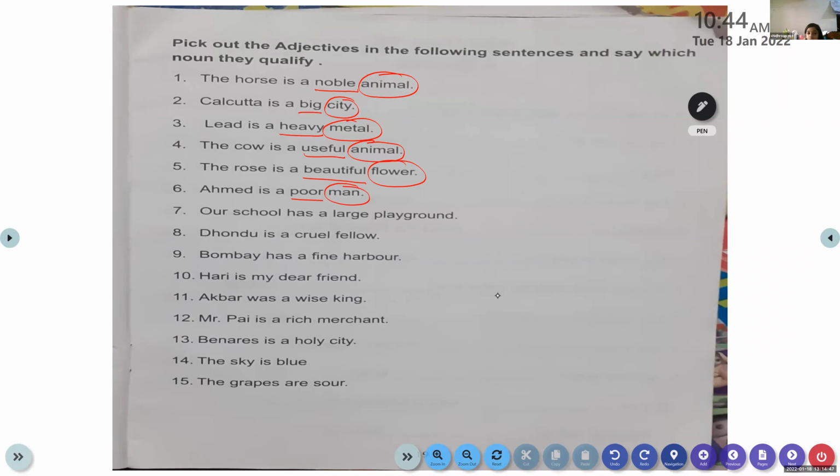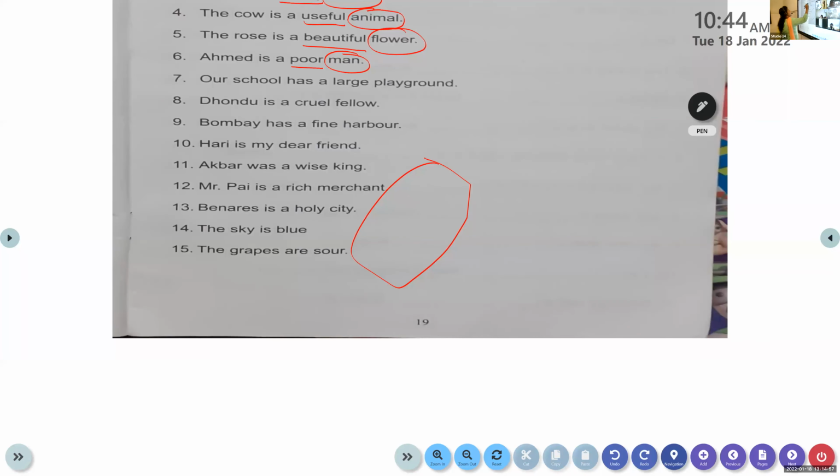Large. Large is adjective. It tells us about the size of the playground. So large is an adjective there, and it describes the noun. Which noun does it describe? When you're doing something, you should understand what you're doing. We are learning about the adjectives. We are going to identify the adjectives in a sentence. Here, the adjective is large. It tells us about the size of the playground, and it describes the noun playground.